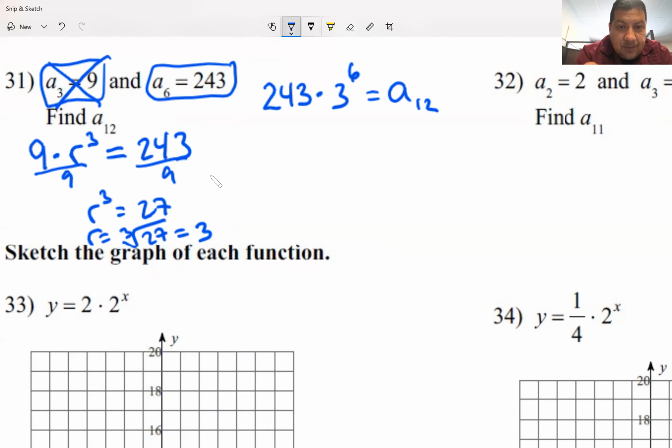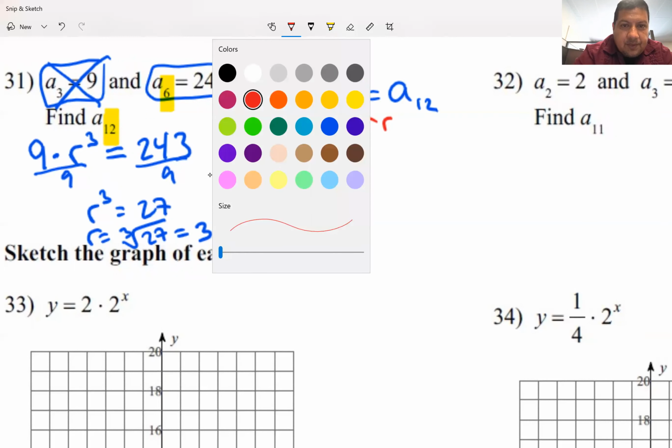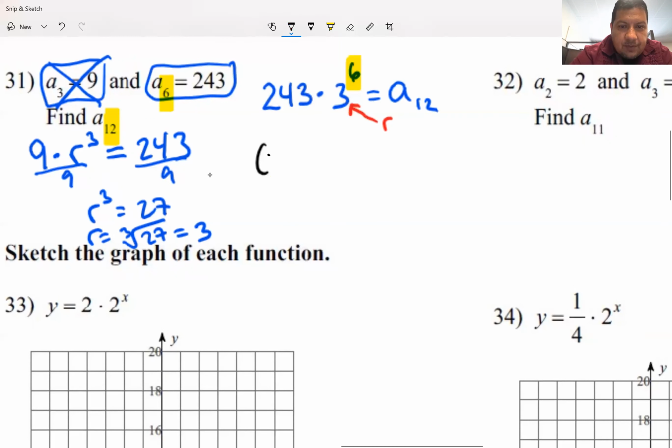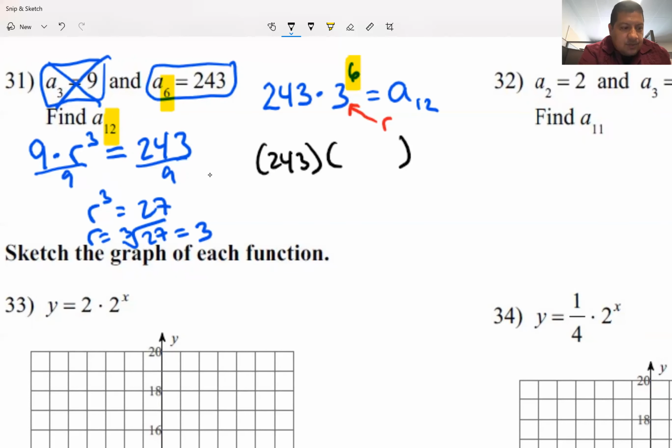Let me emphasize a couple of things. This 3, that's my ratio. By my ratio, the number I keep on multiplying over and over is 3. And then my 6, my subscript. Remember, I subtracted these two given. All right, so now let me work this out. I have 243, that's my first number. That's fine. Now 3 to the 6, I have to figure out what's 3 to the 6. 3 to the 6 is 729.